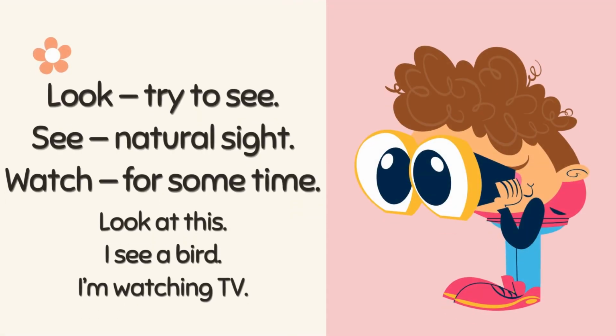These words trip a lot of English speakers, especially when you're not a native speaker. You say look, see, and watch. They don't mean exactly the same thing, right? Look means when you try to see. For example, look at this. See means the natural sight. And watch means look at something for some time. So I see a bird and I'm watching TV.